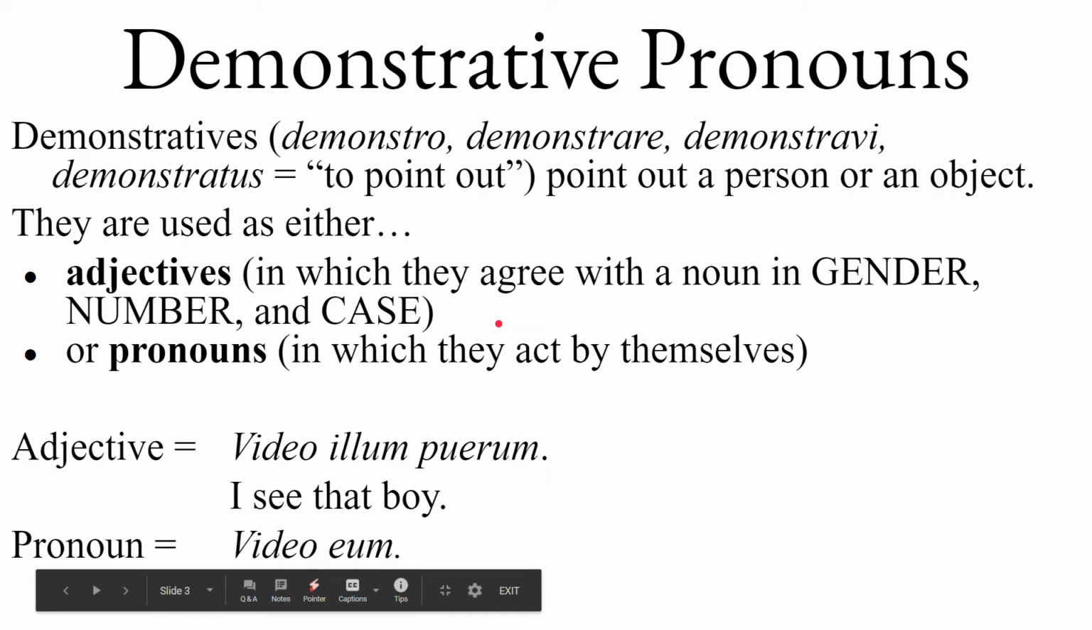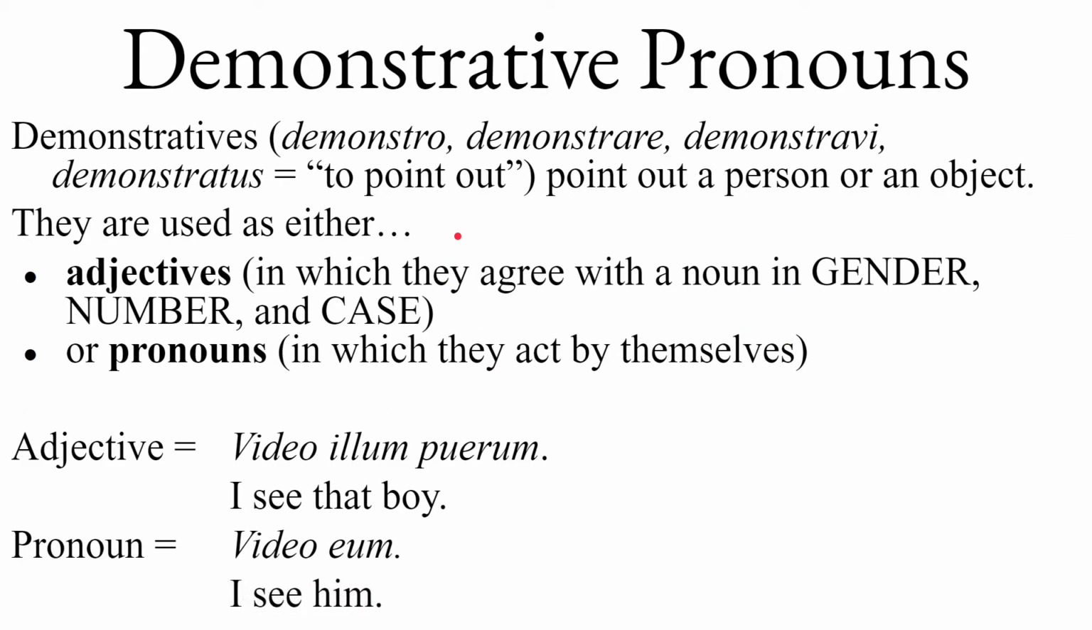Okay? Demonstrative pronouns. From the Latin demonstro, demonstrare, demonstravi, demonstratus, which means to point out a monstrum, something that appears. These words point out a person or an object. They are usually pronouns and they are introduced as such, but they may also act as adjectives. So if they act as adjectives, they will agree with a noun in gender, number, and in case.